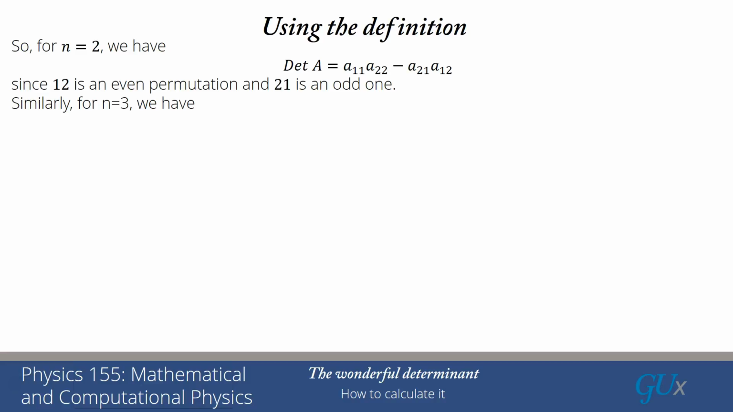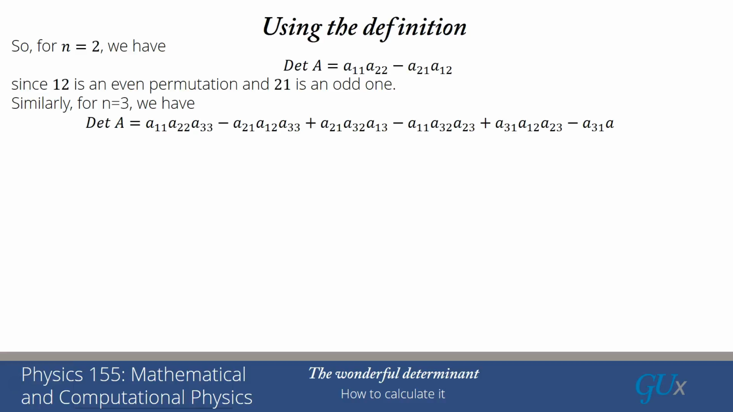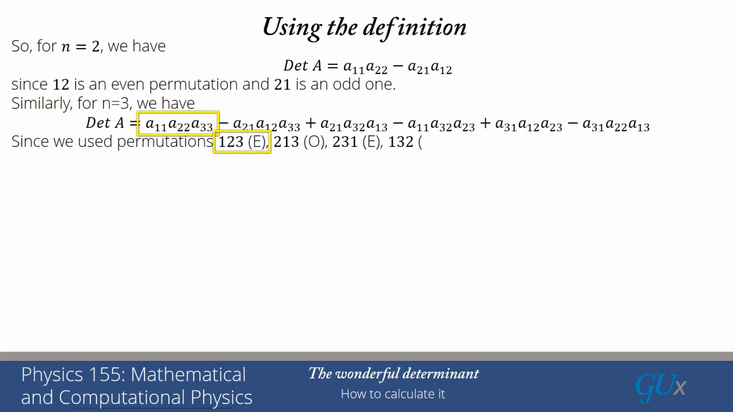For n equals 3, it's slightly more difficult, but we can work it out. There are 6 permutations here, and these are all of the different contributions that come out. We have ordered these 6 in the following fashion. The first one is the permutation 1,2,3, which is even. The second one corresponds to the permutation 2,1,3, which is an odd permutation. The third term is the permutation 2,3,1, and that one is even. The fourth is the permutation 1,3,2, and that one is odd. The fifth is the permutation 3,1,2, which is even. And finally, the sixth is the permutation 3,2,1, which is odd. And that incorporates all of the different 6 possible permutations of 3 elements.